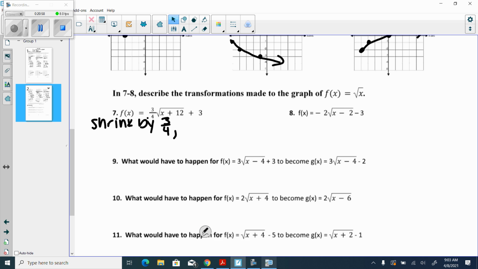Okay. Next thing we have is that plus 12. What's that going to make happen? Good. And that plus 3 on the end. Very good. Okay. And number 8. What do we notice first on this one? Very good.